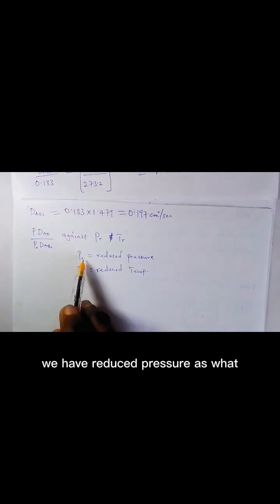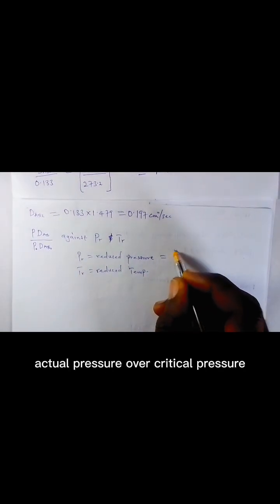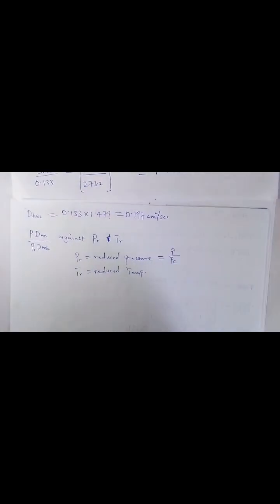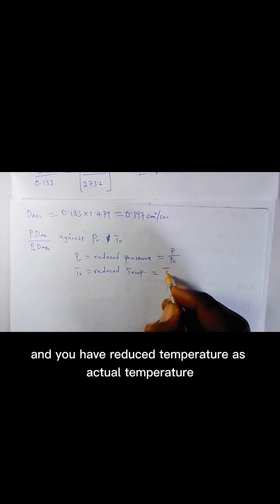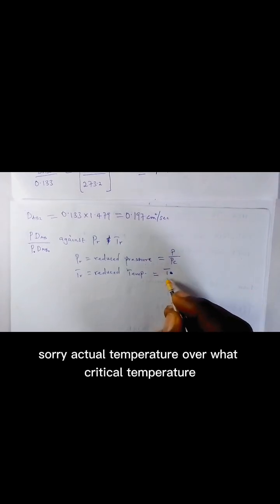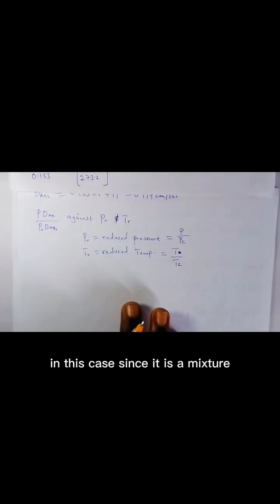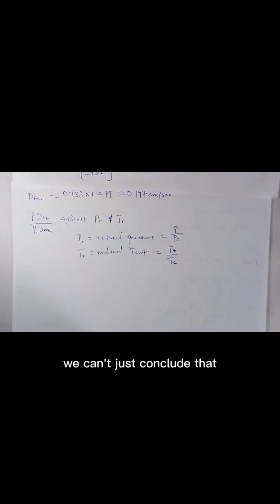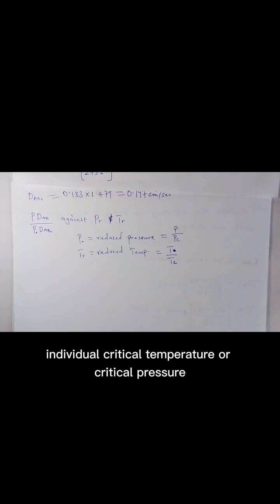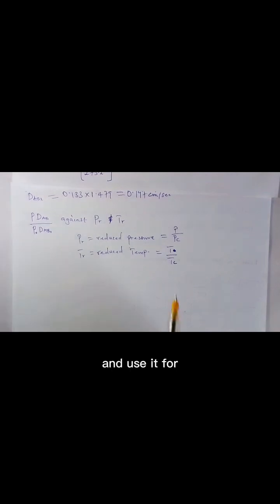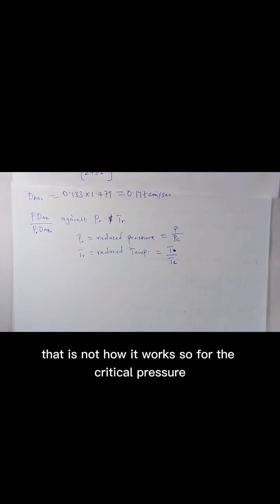So let me break everything down. We have reduced pressure as what? Actual pressure over critical pressure. And you have reduced temperature as actual temperature over what? Critical temperature. So in this case, since it is a mixture, we can't just add their individual critical temperature or critical pressure and use it for either critical temperature or critical pressure. That is not how it works.